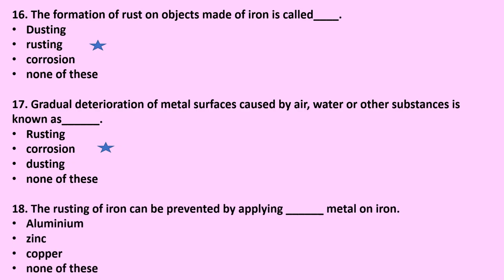Question number 18. The rusting of iron can be prevented by applying dash metal on iron. So when we apply a particular metal on iron, at that time we can prevent rusting of iron. So which metal can we apply? It is aluminium, zinc, copper, or none of these. Which metal will we apply on iron so that we can prevent rusting? So the correct answer here is zinc.